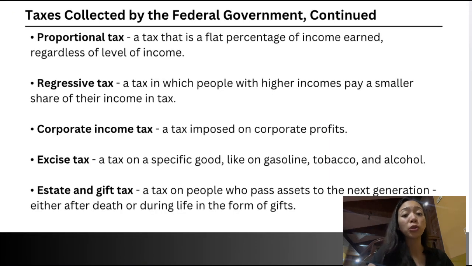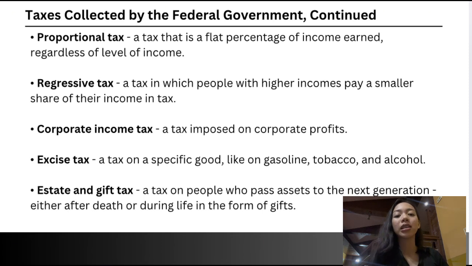So a proportional tax is a tax that is a flat percentage of income earned regardless of level of income. And a regressive tax is a tax in which people with higher incomes pay a smaller share of their income in tax. And next is the corporate income tax. It is a tax imposed on corporate profits.